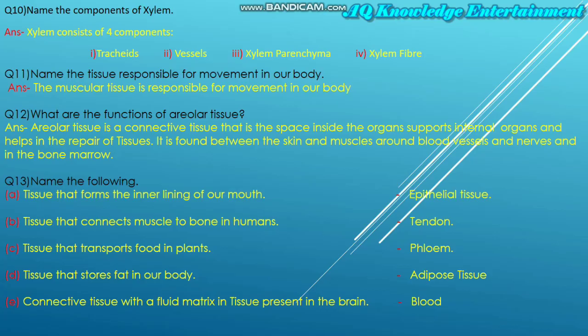There are 5 here. So the tissue that forms the lining of our mouth, that's obviously the epithelial tissue. The tissue that connects muscle to bone in humans, tendon. Third one, tissue that transports food in plants, that's obviously very easy, phloem.